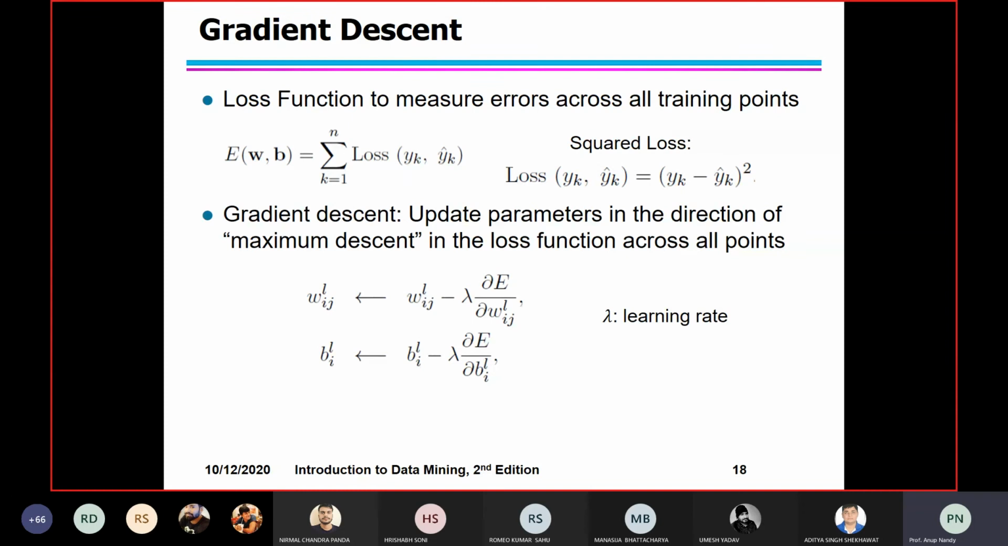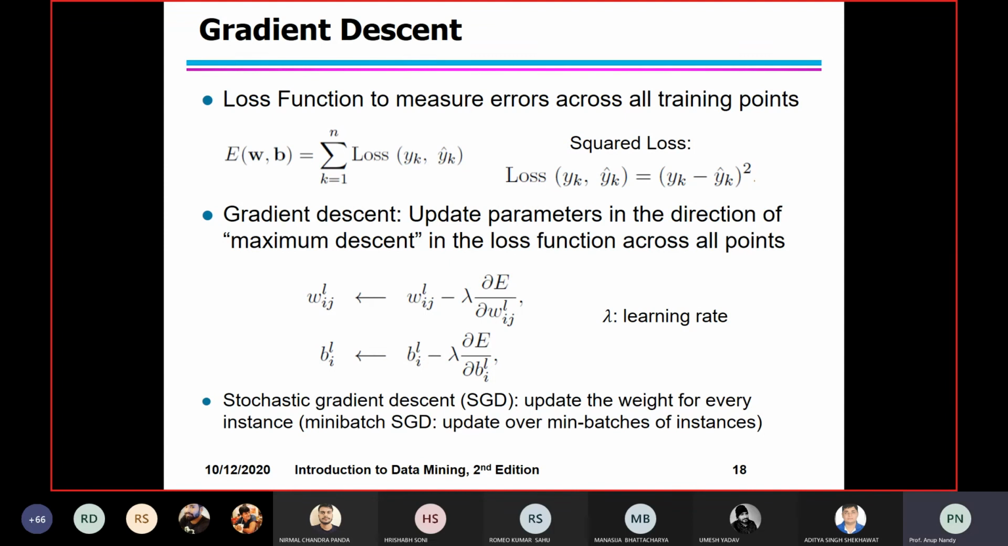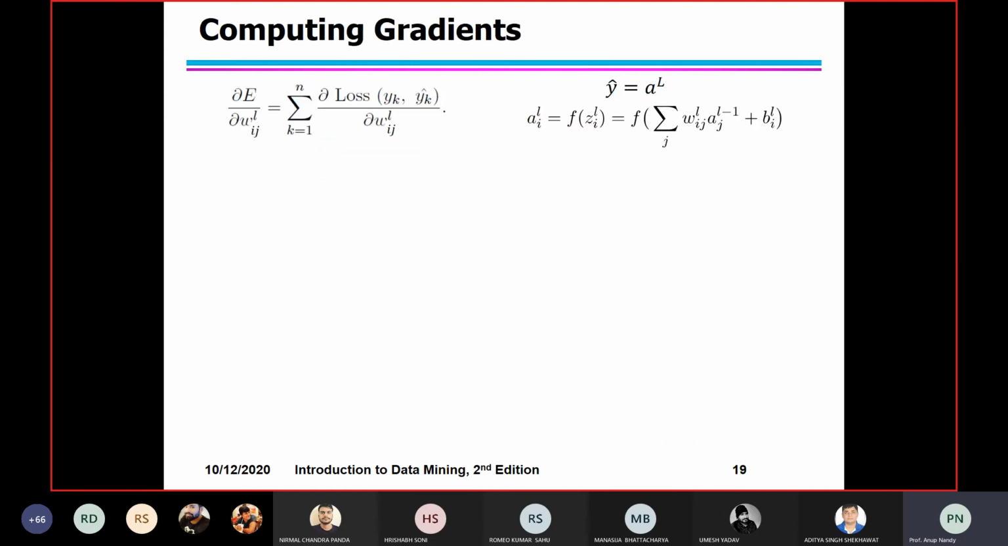Now in gradient descent, you have to update the parameters in the direction of maximum descent of the loss function across all the points, where lambda is the learning rate, and there are two parameters: w_ij in the Lth layer and b_i in the Lth layer. So it is w_ij minus lambda times del E, the partial differentiation with respect to w and b, the same way that we have already done. Instead of this gradient descent, you can also use stochastic gradient descent, because there they update the weights for every instance. That you can also do.